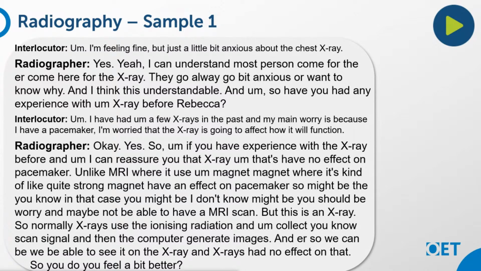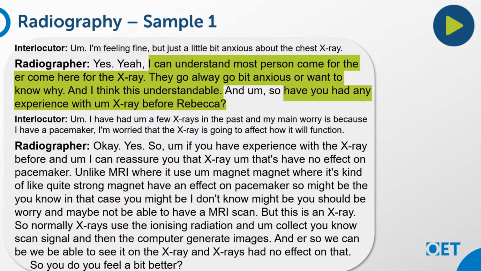So first of all, she picks up the patient's concerns and normalizes them by saying that this is something a lot of people worry about. And then she finds out if the patient has prior experience of X-ray and links this to her next explanation as a way of providing reassurance. And what I think she's doing quite well is she's using the card, picking out pieces of information from the brackets to respond appropriately to what the patient has actually said.